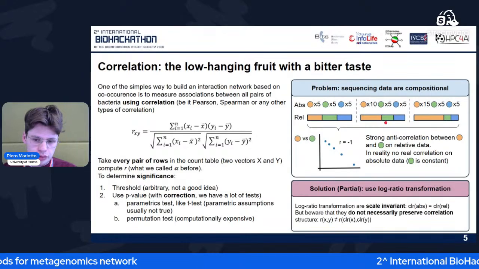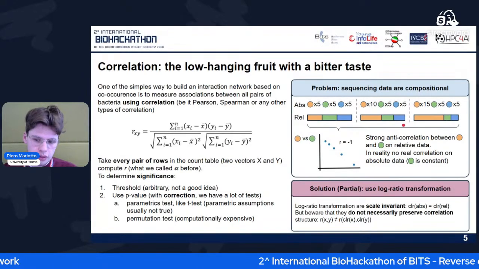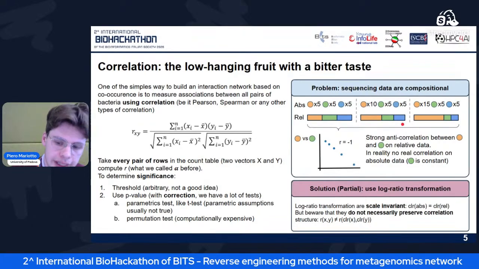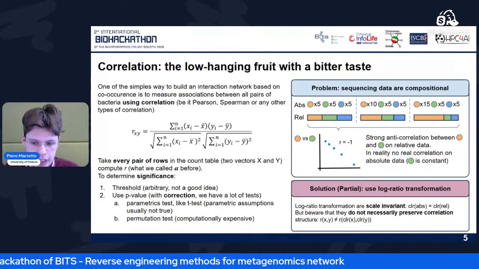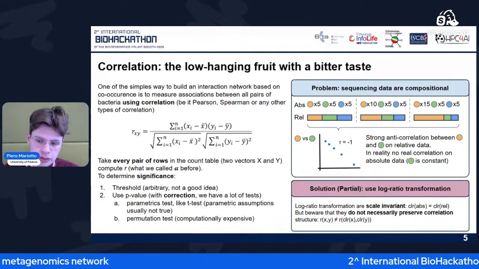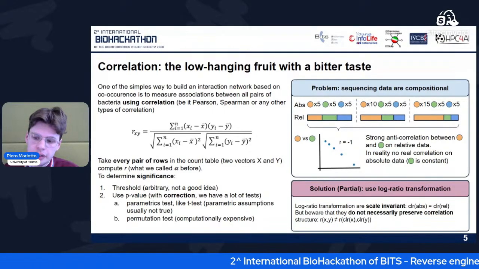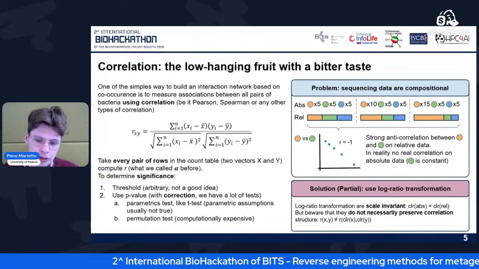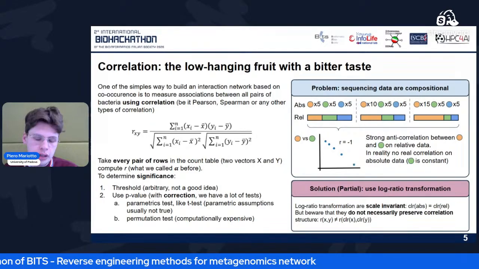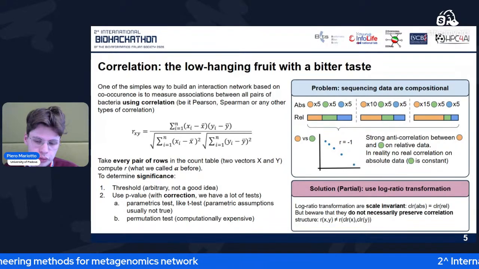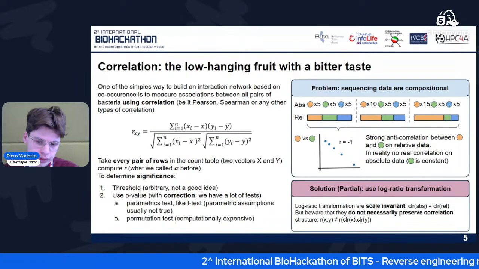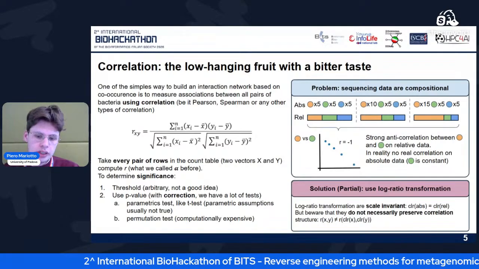So one of the possible solutions to this, or at least a partial solution, is to use log transformation, as Giacomo told you before. So why can they help? Because log ratio transformations are scale invariant, in the sense that the CLR, for example, computed on the absolute abundances is equal to the CLR computed on the relative abundances. But be warned that the log ratio transformations do not necessarily preserve the correlation structure, meaning that the correlation between two variables x and y in absolute abundances is not necessarily, and often is not, the same as the correlation computed on the CLR transformed variables.